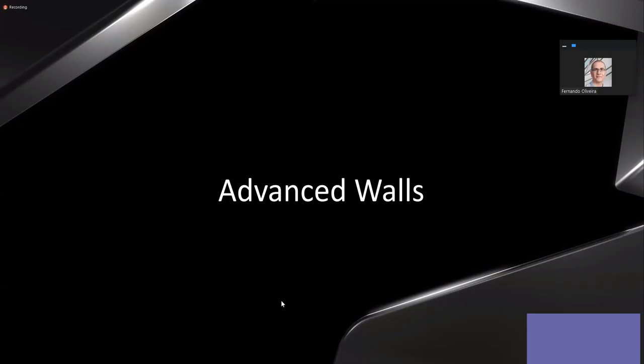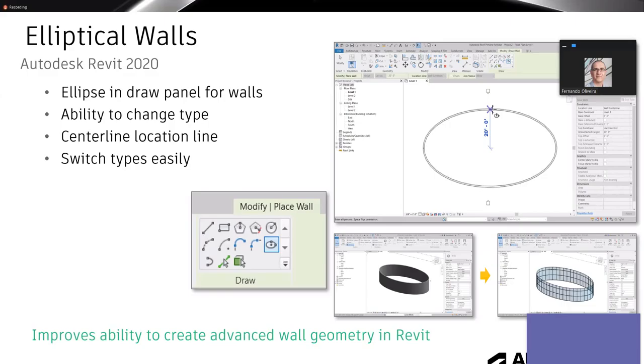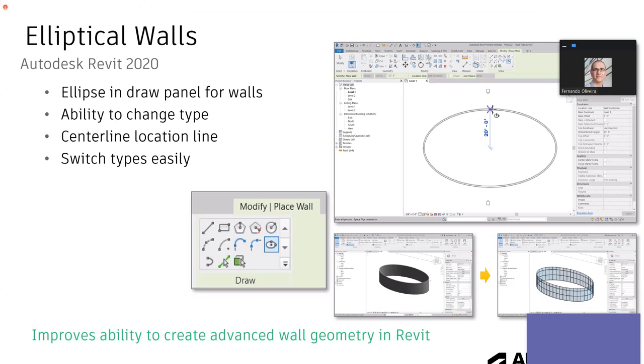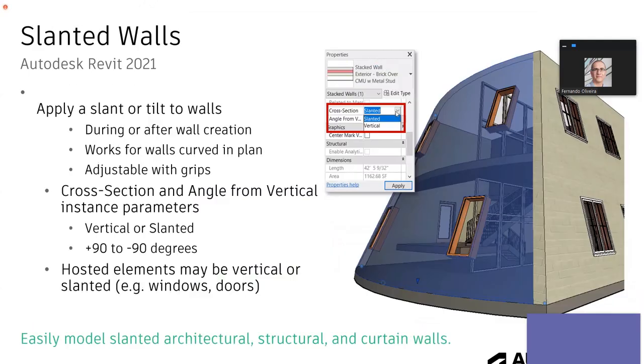Okay, new features on walls. There were always complaints that we want better walls, better walls. Okay, yes. In 2020, we started with ellipse walls. Okay, it was an improvement. It was easy to use, people liked it, but now the slanted walls. Everybody wants slanted walls. So we bring slanted walls in 2021.